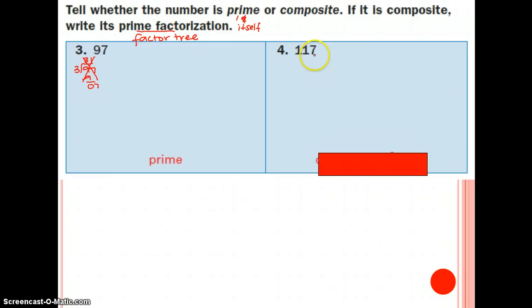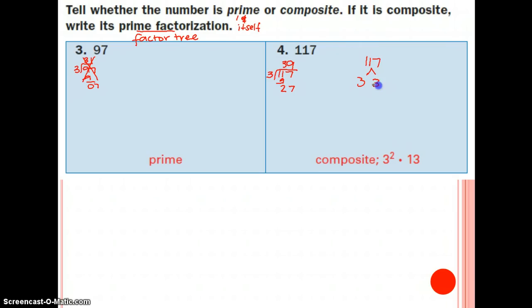117. Again, don't just assume that it's prime. This is odd, so it's not going to go into 2. Let's try 3. Oh, that will work. So 39. So yeah, it's definitely composite. Oh, we have to do the factor tree. Hopefully you did that. 3 and 39. 39 becomes 3 and 13. So you have 3 squared times 13.